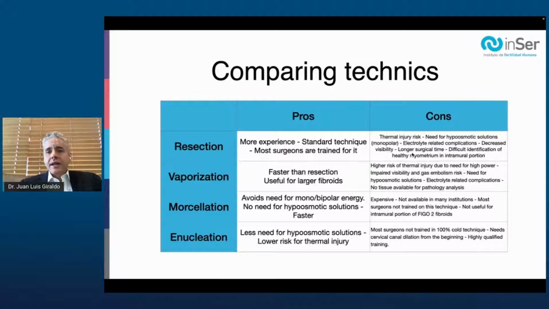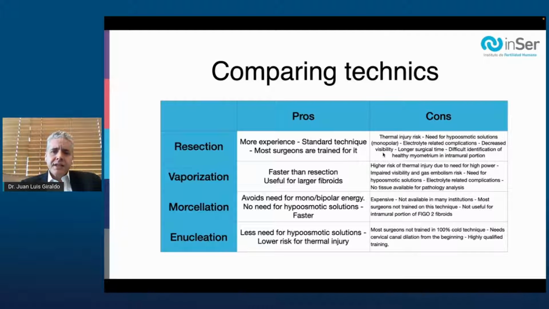What are the cons? That you need to use energy. So there's the risk of thermal injury, basically to the neighboring myometrial tissue. With the energy, you can cause damage to the myometrium around the fibroid. Of course, if you're using monopolar energy, you need hyposmotic solutions, and hyposmotic solutions have complications related to electrolytes, and of course, cerebral edema, and pretty serious complications that we want to avoid.